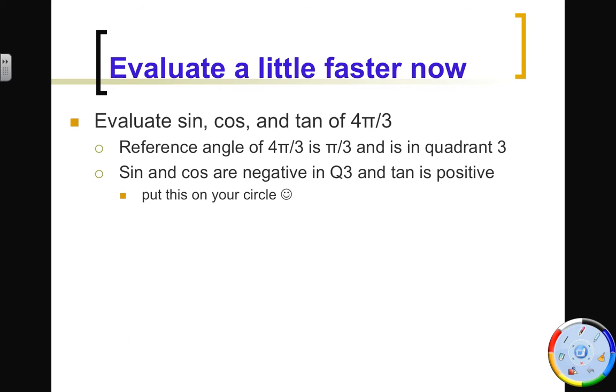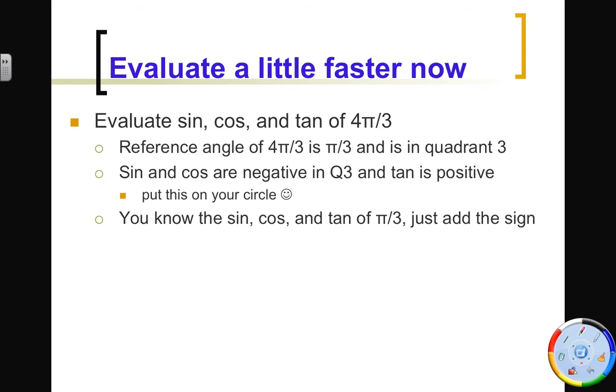And I'd make sure you put this on your circle in each of the quadrants. Quadrant 1, sine, cosine, and tangent are all positive. Quadrant 2, cosine is negative, sine is positive, which makes tangent negative. Quadrant 3 is what we just said here. Sine and cosine are negative, tangent's positive. And then quadrant 4 is what we said on the last page, which is the sine is negative, cosine's positive, which means tangent's negative.